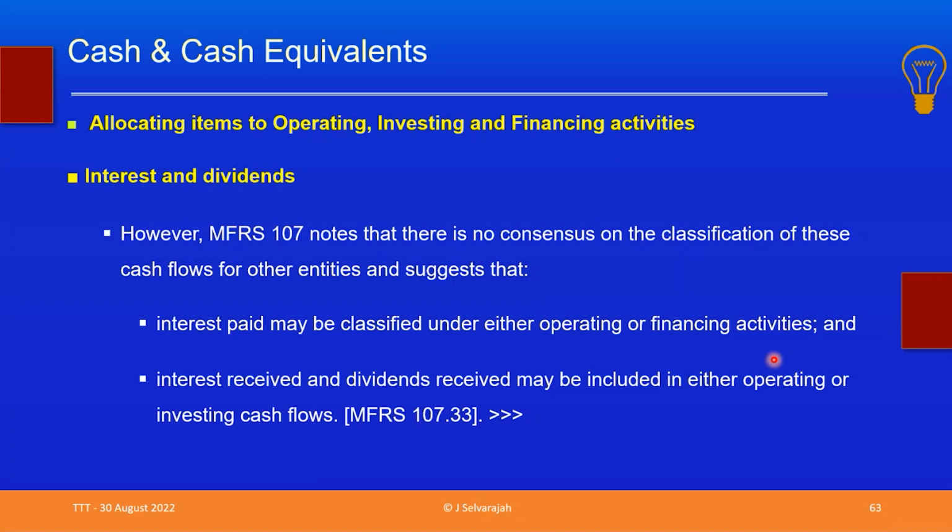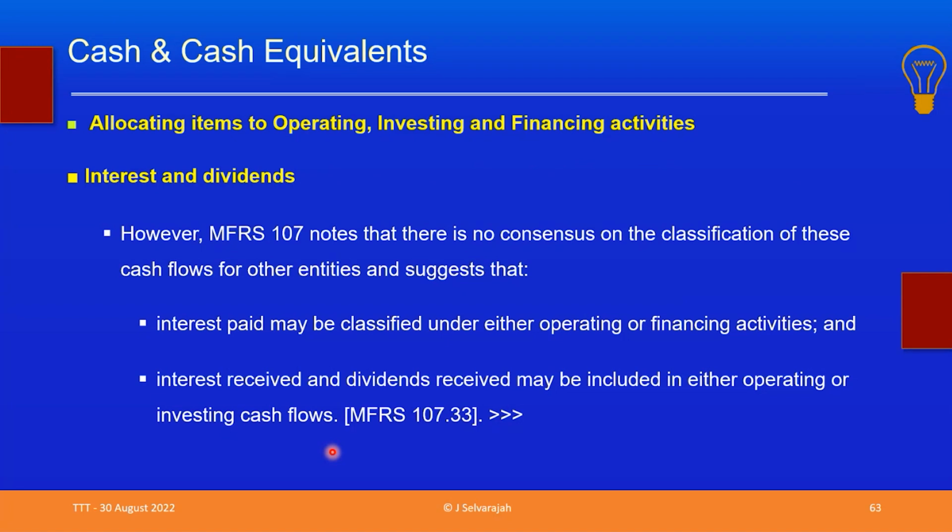There's only gray areas that you might have this problem. All right. So interest received and dividends received may be included in either operating or investing cash flow. So interest received, let's understand this. You have a spare fixed deposit, you put it in the bank and you earn some interest.